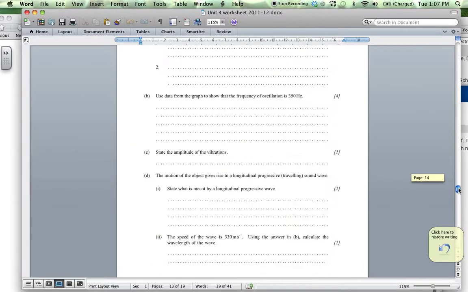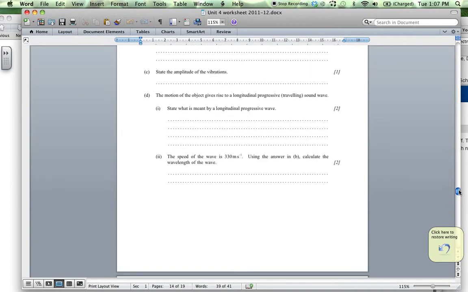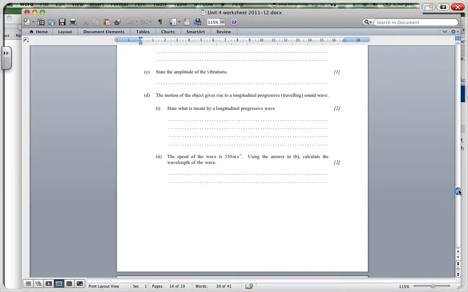Okay, now let's just go down here. So we've done that. Our amplitude obviously is very straightforward. Our amplitude is always that maximum distance, so that will be 0.6 millimeters, or 0.6 times 10 to the negative 3 meters.